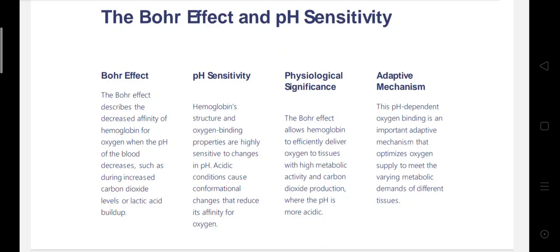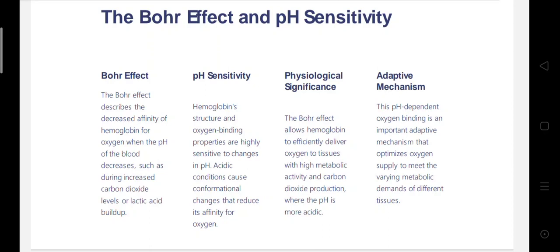Now, the Bohr effect and pH sensitivity. So, the Bohr effect describes the decreased affinity of hemoglobin for oxygen when the pH of the blood decreases, such as during increased CO2 levels or lactic acid build up. So, the curve will shift towards the right.